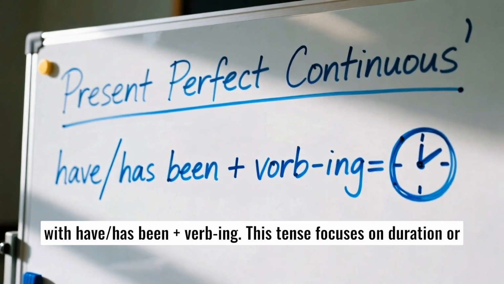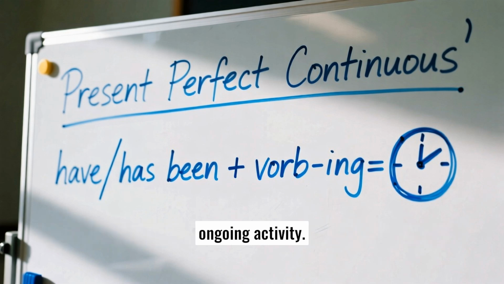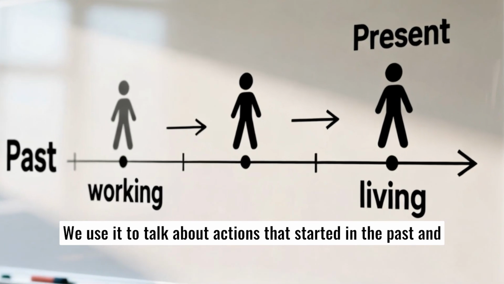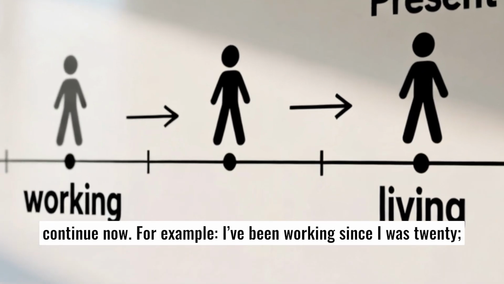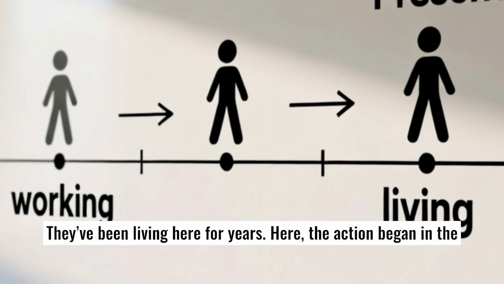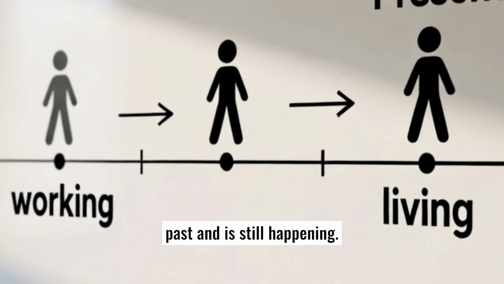Next, let's look at the present perfect continuous, which is formed with have or has been plus verb-ing. This tense focuses on duration or ongoing activity. We use it to talk about actions that started in the past and continue now. For example, I've been working since I was 20. They've been living here for years. Here, the action began in the past and is still happening.